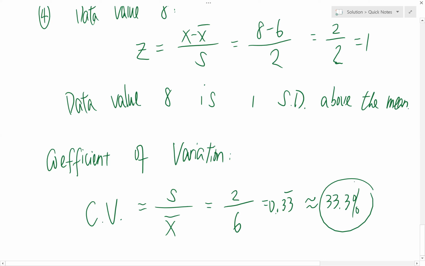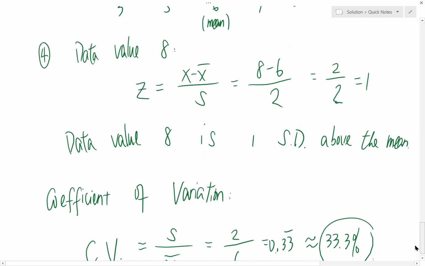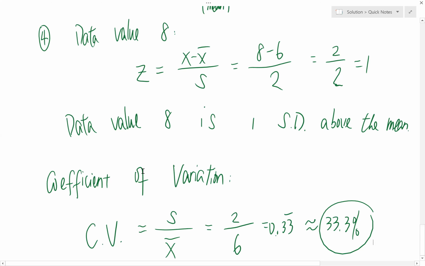Meaning the coefficient of variation is 33.3%. And the bigger the number, the bigger the variation. So that's what this tells us. So if, let's say, we have another data set and we compute a coefficient of variation which is smaller than that, meaning that data set has a smaller variation. Okay. So any question about all the calculations we did and all these terms we summarized?